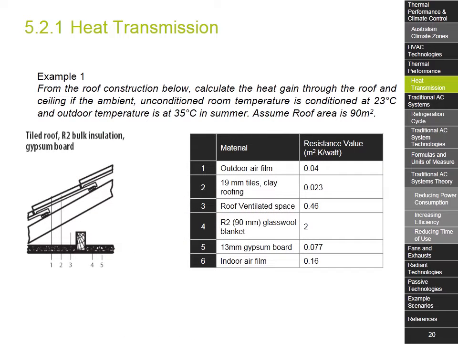From the roof construction shown, calculate the heat gain through the roof and ceiling if the ambient, unconditioned room temperature is conditioned at 23 degrees Celsius and the outdoor temperature is at 35 degrees Celsius in summer. Assume the roof area is 90 square meters. Observing the table, we can see that there are 6 elements or materials in this setting. Their resistance values, or R values, are listed in the table to the right.